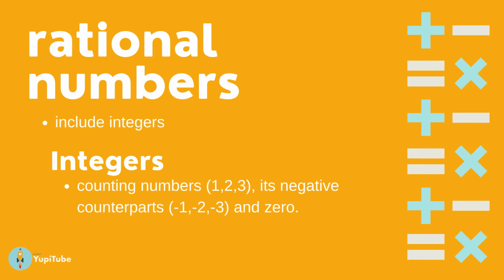Rational numbers would include integers. Integers are counting numbers like 1, 2, 3, and so on. Its negative counterparts are -1, -2, -3, and so on, and 0.